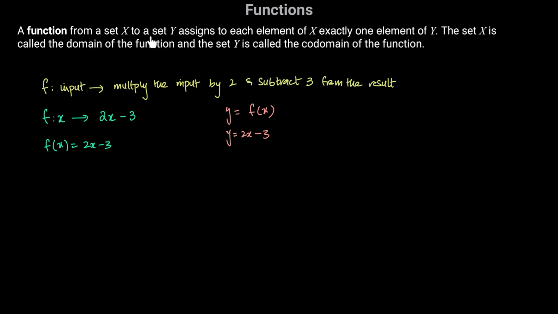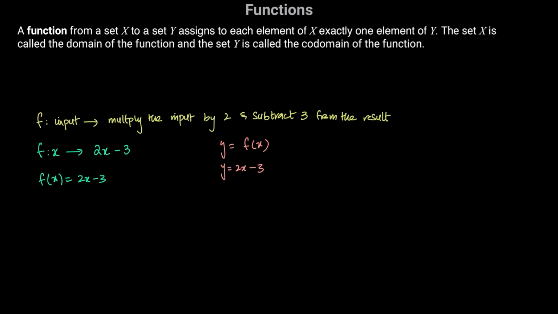The set x is called the domain of the function, and the set y is called the codomain of the function. So what that means is that if we look at the set x, that is the set of inputs, that is called the domain of the function. So we can say that the domain can be called the set of inputs accepted by a function, whereas the set y is called the codomain of the function.